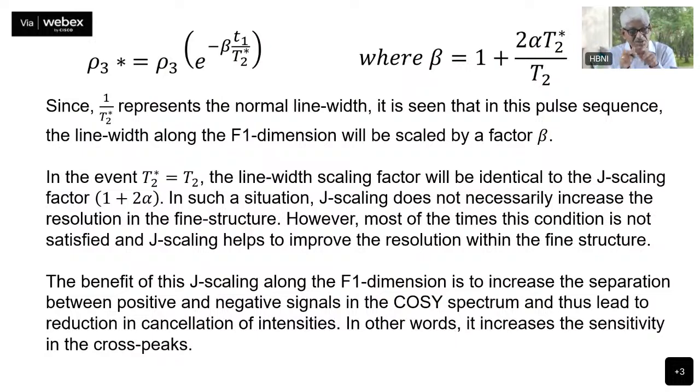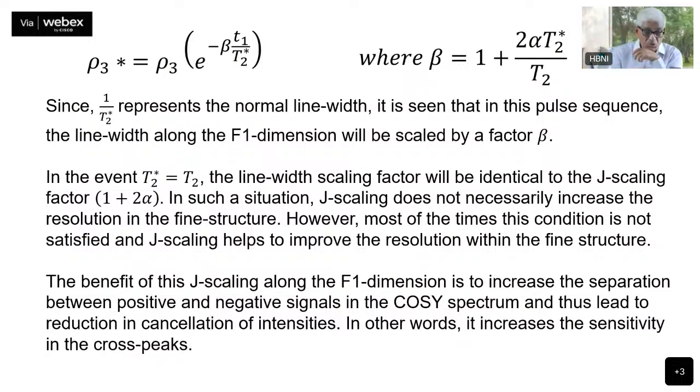In the absence of this, what would we have normally written? Rho 3 is e to the minus t1 by T2 star. That's the usual thing, where 1 by T2 star determines the line width. Now you have a factor beta which is also contributing to the line width. Because when you do Fourier transformation, minus beta by T2 star will appear as a line width, where beta is equal to 1 plus 2 alpha T2 star by T2.